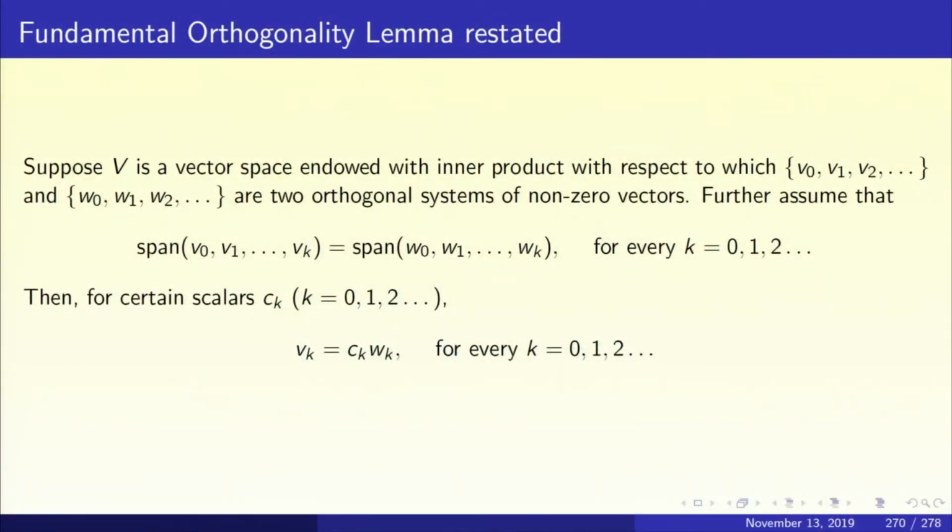Just for your reference, let us recall the statement of the fundamental orthogonality lemma. Suppose V is a vector space endowed with an inner product with respect to which v0, v1, v2, etc. and w0, w1, w2, etc. are two sets of orthogonal non-zero vectors, and assume that the span of v0, v1, ..., vk is the same as the span of w0, w1, ..., wk for every k equal to 0, 1, 2, 3, etc. Then there exist scalars ck such that vk equals ck wk for k equal to 0, 1, 2, 3, etc. We discussed this fundamental orthogonality lemma in the previous module when we discussed the Legendre polynomials. I am just recalling that for you.